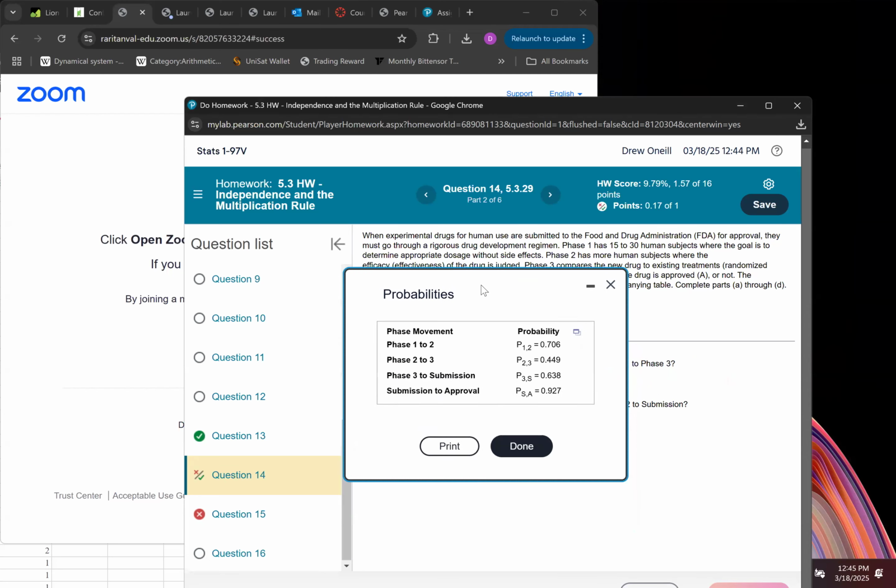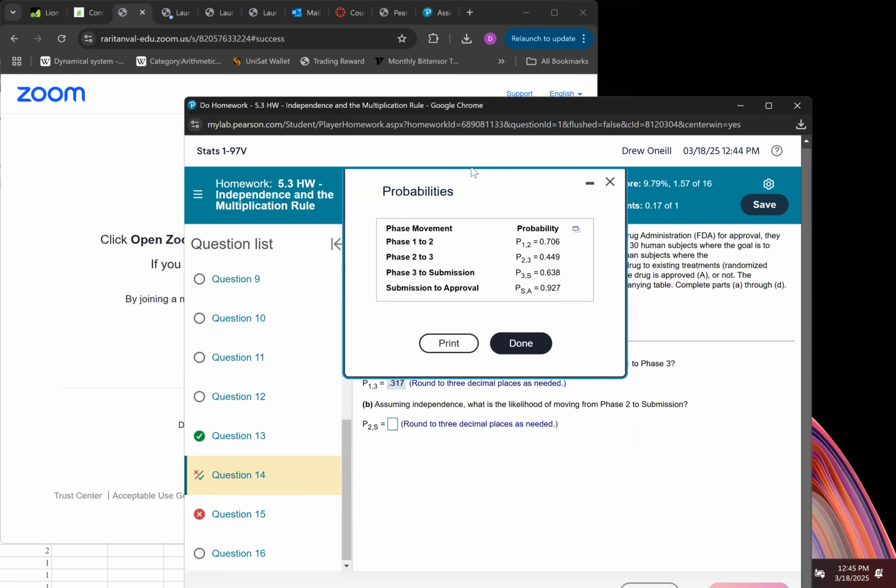So you open this. It's asking the probability of going from phase 1 to phase 3, and you have to go step by step. So you have to do the first probability of getting from phase 1 to phase 2, times the probability of going from phase 2 to phase 3, and that's the probability of going from phase 1 to phase 3. So for this one, from 2 to submission, that's this one times this one. Okay, so whenever it skips things, you have to multiply the probabilities. Okay, so I think that will help.